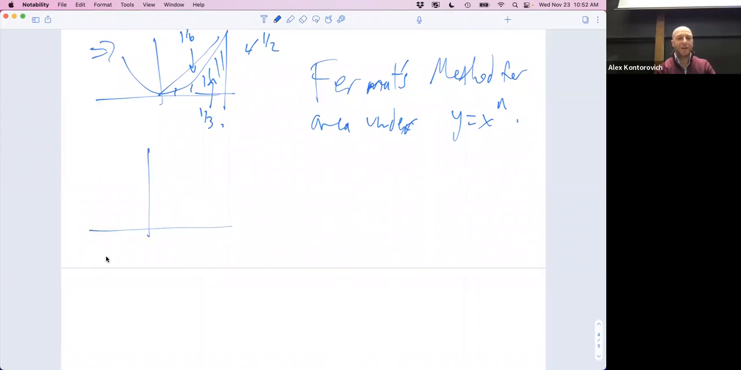Okay, so x to the 5 looks like this. Here's 0, 0. Here's 1, 1. 1 to the 5th is still 1. And I want to know the area under the graph of y equals x to the 5. This is well beyond the comprehension of the kinds of things that Archimedes could have understood. They didn't think about these relationships.